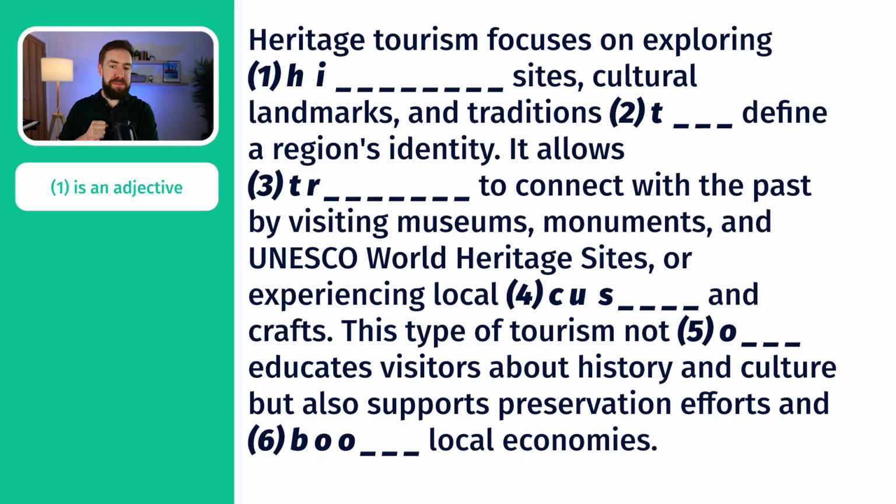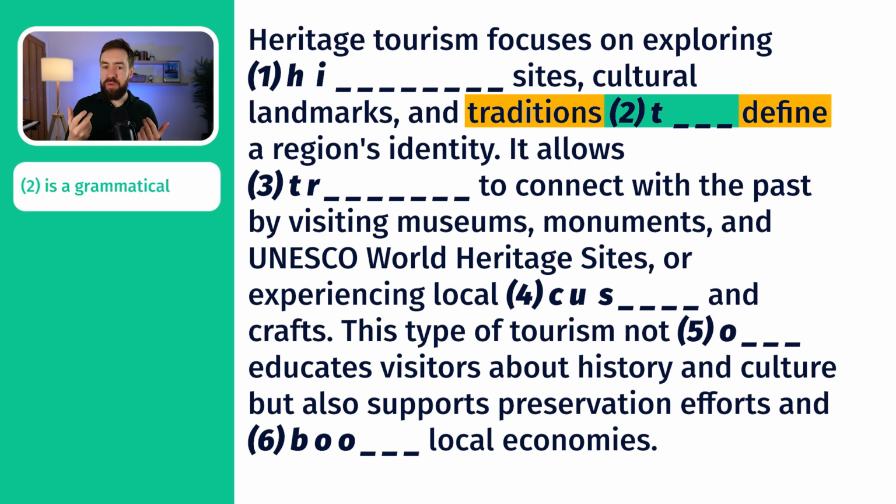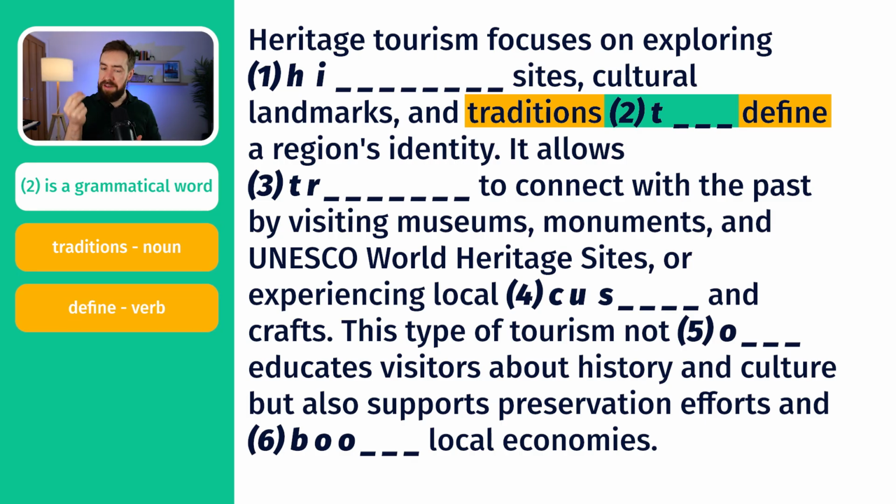Okay, so welcome back. So we've already decided number one has to be probably an adjective. Number two then, so it's traditions define a region's identity. So I think our best guess there is it's some kind of grammar word. It's something that is connecting traditions, which is a noun, and then define, which is a verb. So it's something in between those.